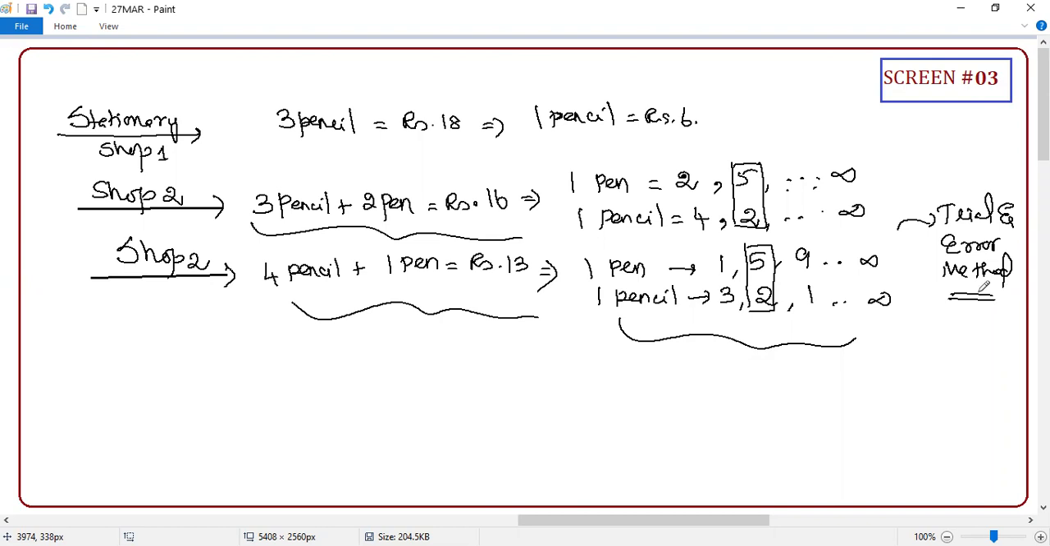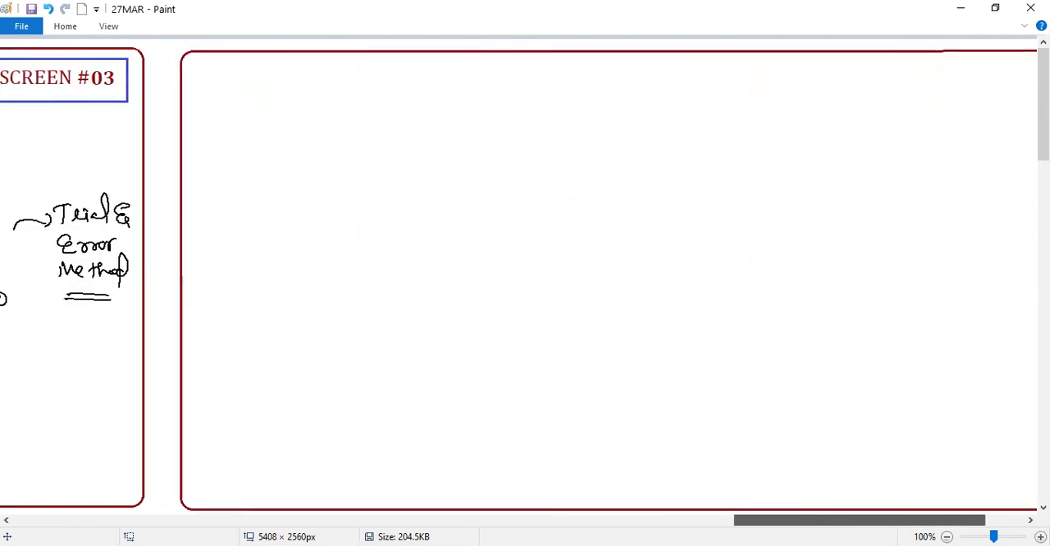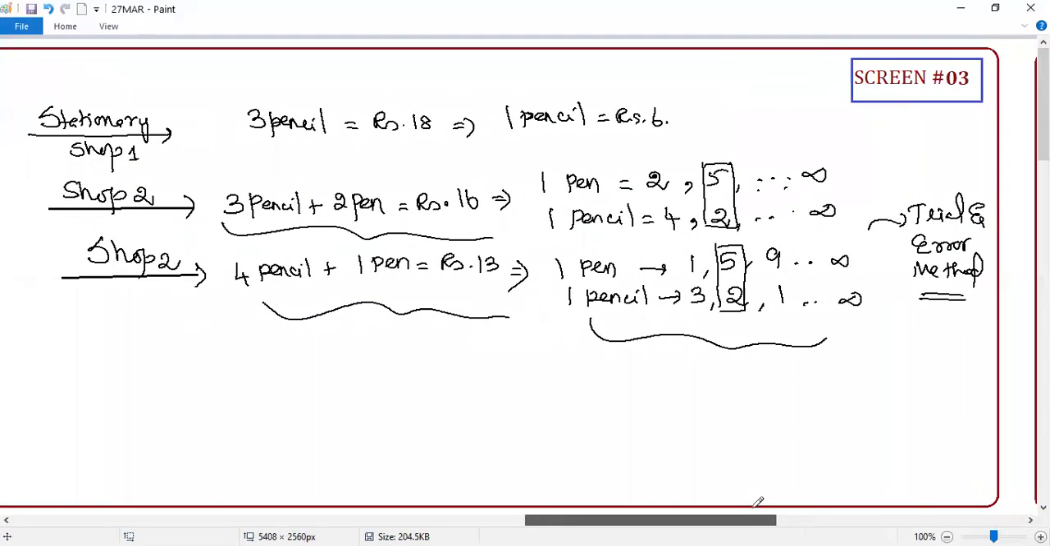Sir, it is not an effective method. When decimals are there, you have to guess a lot of things. So mathematicians thought about how to convert this word problem or practical problem into a mathematical form. Then, as usual, what did they start with? They started with the cost of one pencil. Take it as X. Cost of one pen, take it as Y.